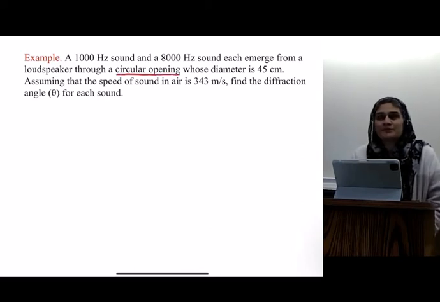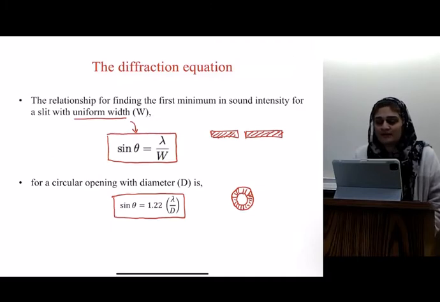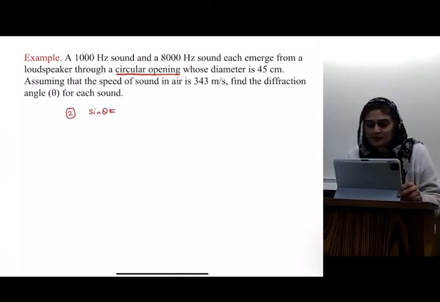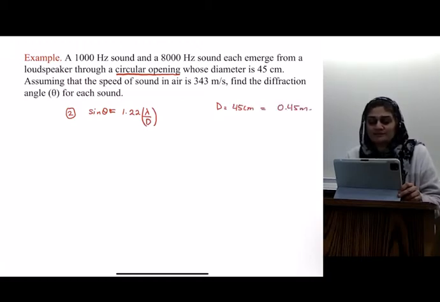Which formula should we use? 1 or 2? 2, right? So this is 1, this is 2. So we should use formula number 2, which was sine of theta equals 1.22 lambda over d. So I have been given d, which is 45 centimeters, or 0.45 meters.